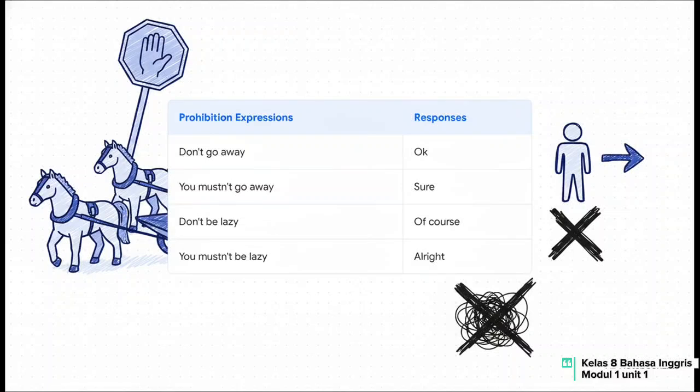And the language for this is also super clear. The two heavy hitters here are don't and you mustn't. They are just unambiguous signals to stop or to avoid doing something. Don't be lazy. You mustn't go away. Simple, direct, and really effective.